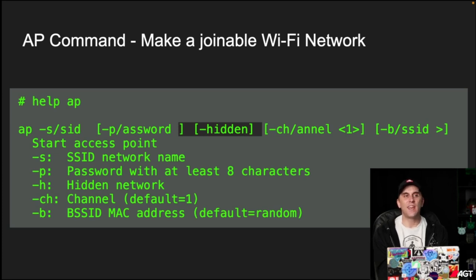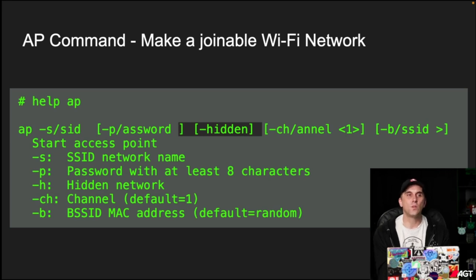Next, we can specify if we want to make this a hidden network. Now, we don't want to do this in this example because we want this to be visible to other devices in the area in order for them to join it. So we're not going to use this flag. But if we want to, we can use the -ch channel to set a common channel just to pick up a little bit maybe on how quickly this will be detected.